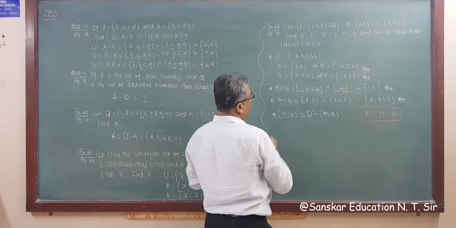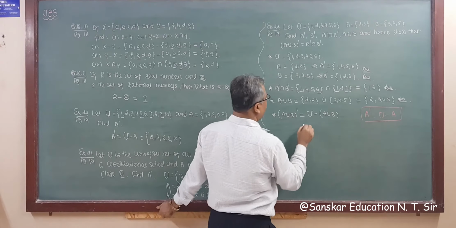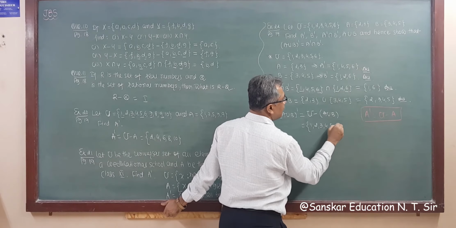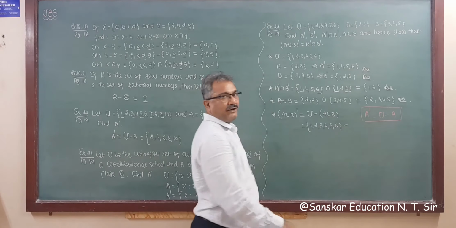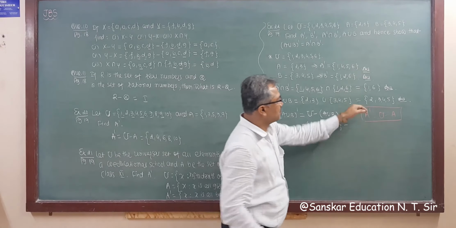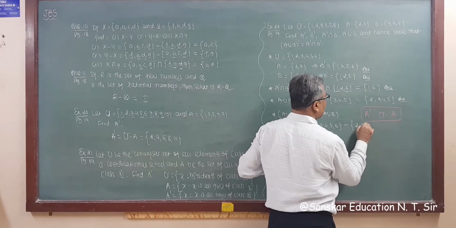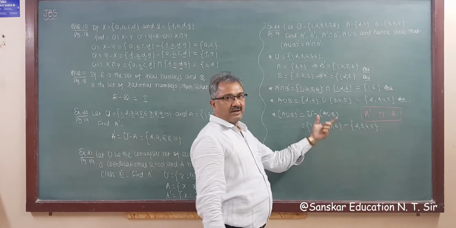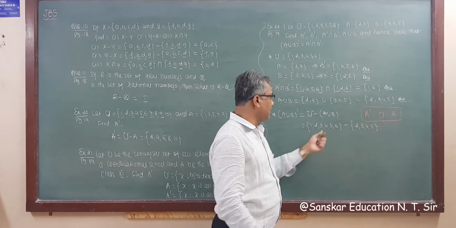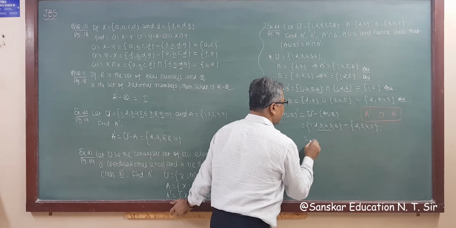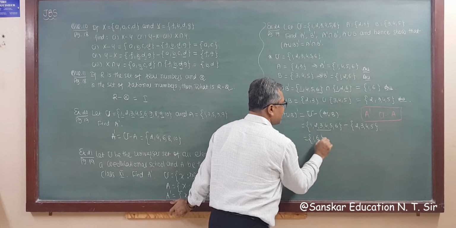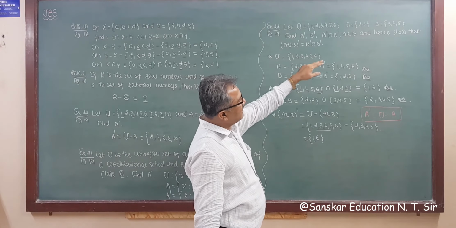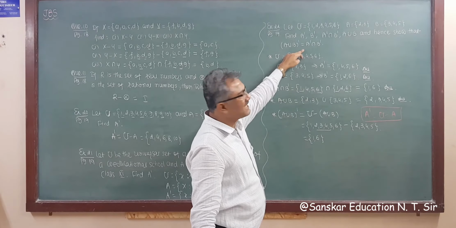Now what is U? U is 1 2 3 4 5 6. So this is 1 2 3 4 5 6 minus A union B. A union B is 2 3 4 5. So remove these elements from here. So what is your answer? 2 3 4 5 removed, that is 1 and 6. Hence, what they say is that this is equal to A dash intersection B dash.